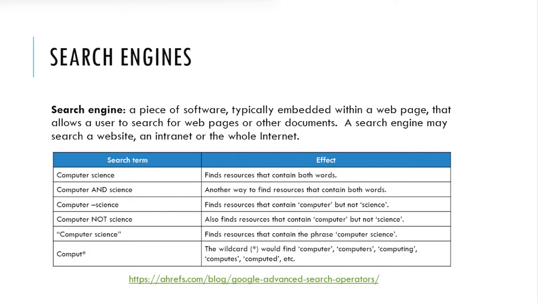I don't know. So search engines are a piece of software typically embedded within a web page that allows the user to search web pages or other documents, and a search engine may search a website, an intranet, or the whole internet itself. Now, search engines are actually very clever. They send spiders out across the internet, and they harvest hyperlinks, and they work out where things are going. So they bookmark where this goes, where that goes. Spiders do that. And Google's algorithm for searching is incredibly intelligent. Apparently, there's over 1 billion lines of code in their algorithm that helps you search.